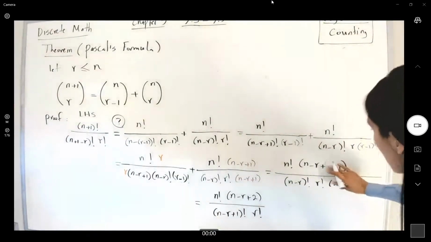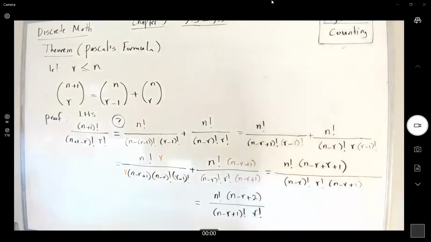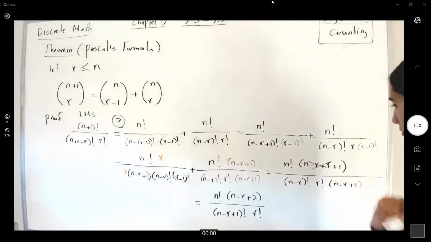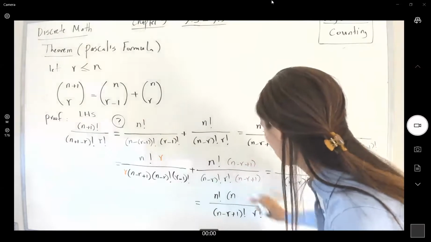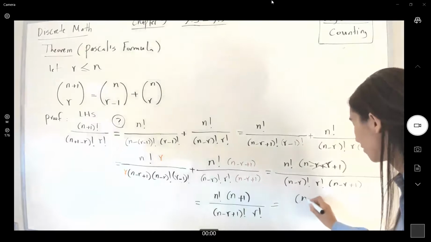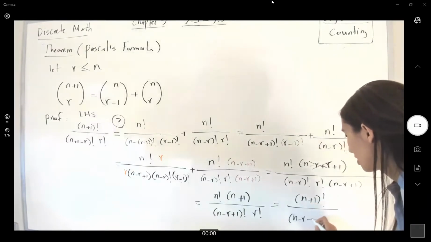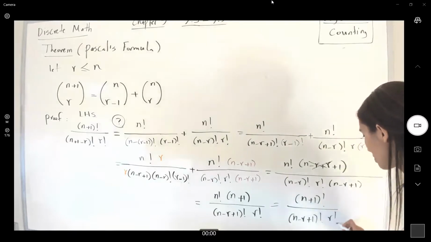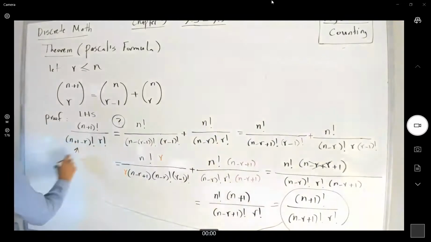Okay, now here you have plus r, and n minus r plus 1, and we cancel out these two. Perfect. So we are left with n plus 1, which is (n plus 1) factorial, divided by (n minus r plus 1) factorial times r factorial, which is equal to our left-hand side.